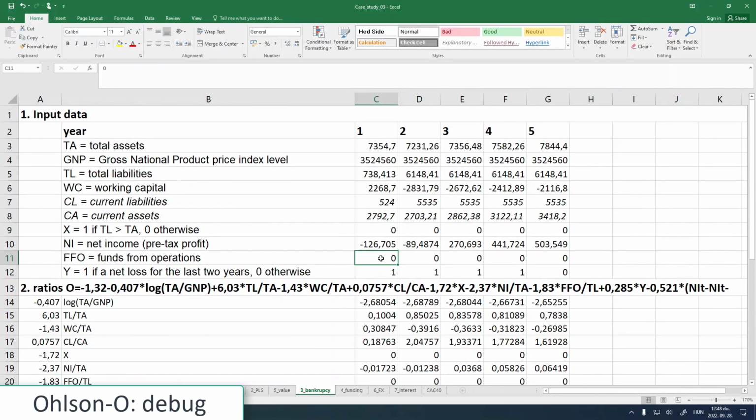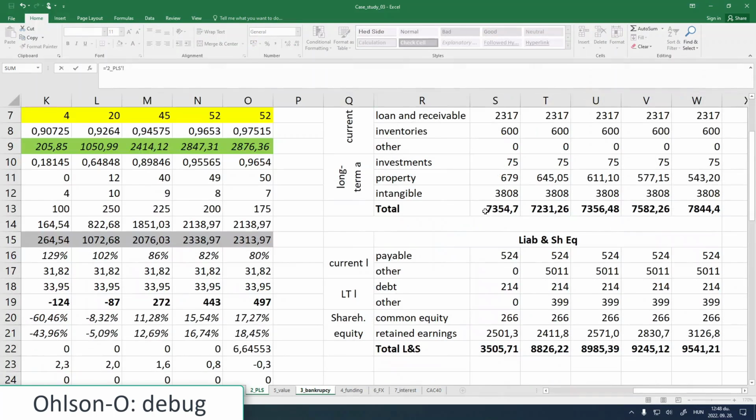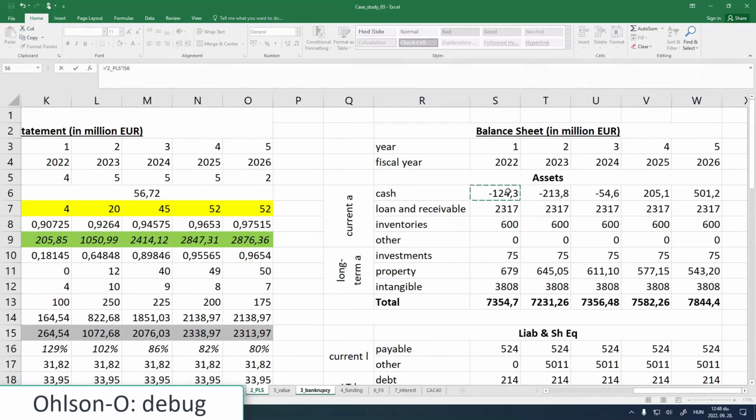Or at least I removed the funds from operations. So let's emulate something here. Let's see some cash or something. So I'm adding cash reserves because they are negative.